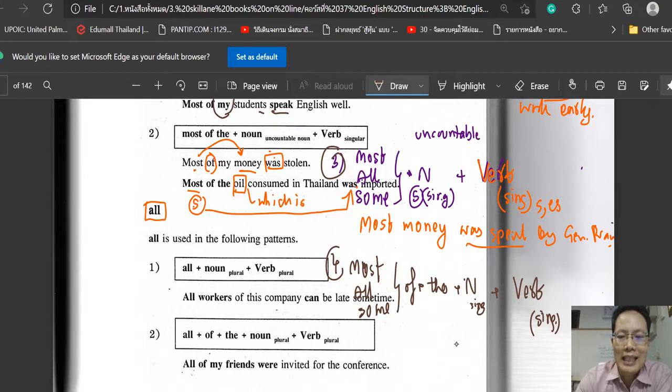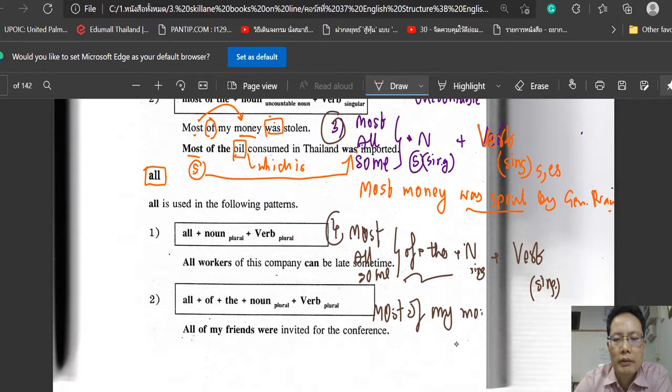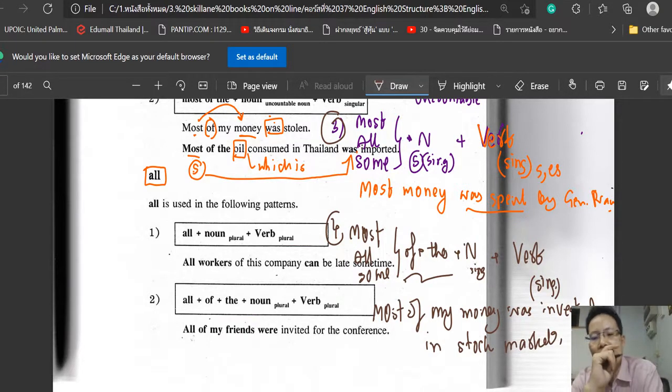Number 3, just cut this one as well. Same thing. Most of my money, some of my money, all of my money was invested, passive voice, in the stock market. That's all. Like this. Most of my money. Money is an uncountable noun. Don't put S over there because it is uncountable.